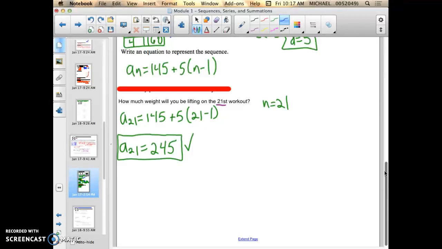So I determined that my n of my explicit formula was 21 based off the information it gave me. So I inputted 21 in for my n's right there and right there. And I solved this. I typed this into my calculator. 145 plus 5 times 21 minus 1. And I determined that on the 21st day, a sub 21, I would be lifting 245 pounds.